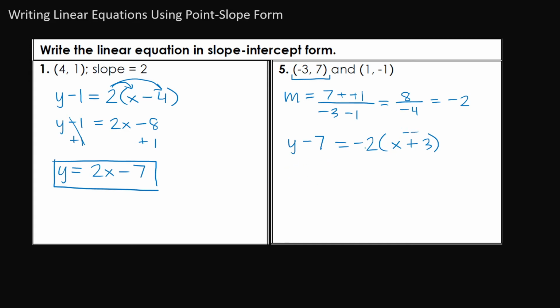Okay, now we'll distribute like normal. Negative 2 multiplied by x and by positive 3. So y minus 7 equals negative 2x minus 6. And then adding 7 to both sides of the equation. So our equation in slope-intercept form would be y equals negative 2x plus 1.